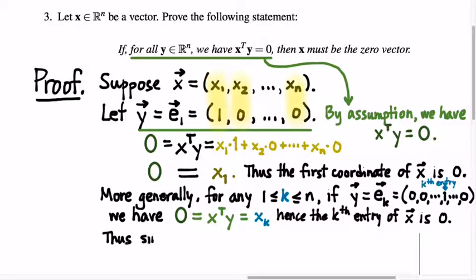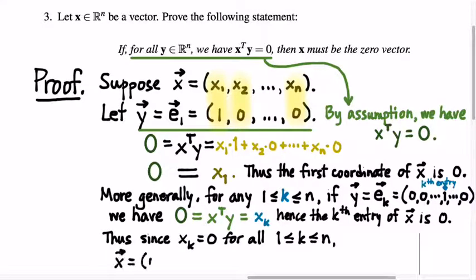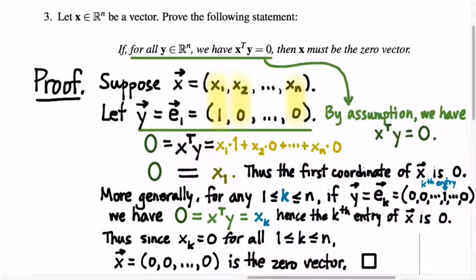And because this was true for all k from 1 to n, that means that every one of the entries of x must be equal to 0, and therefore x must be the 0 vector. So the upshot of this argument is that it's impossible in n-dimensional space to have a vector which is orthogonal to everything unless that vector is the 0 vector.